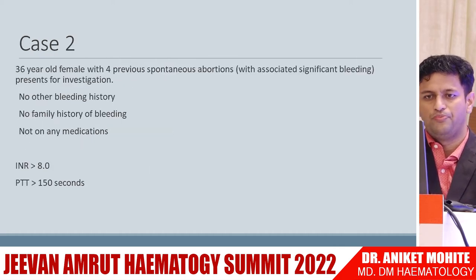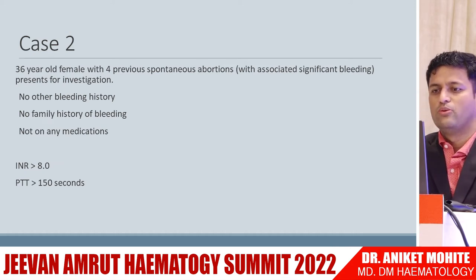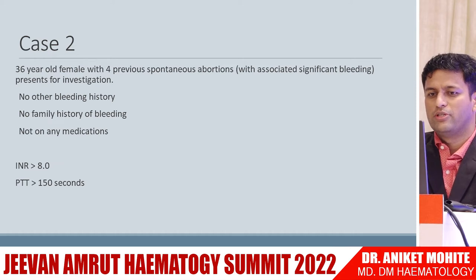be the presentation. So second case, you have a 36-year-old female who has spontaneous first trimester abortions with associated significant bleeding history. No other bleeding history in the form of menorrhagia, no family history, no other medications. And the INR is more than 8 or it is undetectable, and the APTT is more than 150.